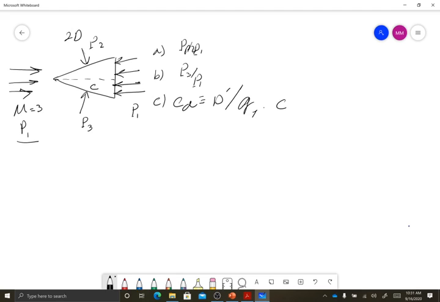Okay, so are there any ideas, or do you want to jump in and tell me how you solve this problem? To find the pressure ratios, you have to use the theta beta Mach table. Okay, exactly. So the first thing you want to do is to go to the theta beta M table. We also have these angles. This is 5 degrees, this is 10 degrees, right?